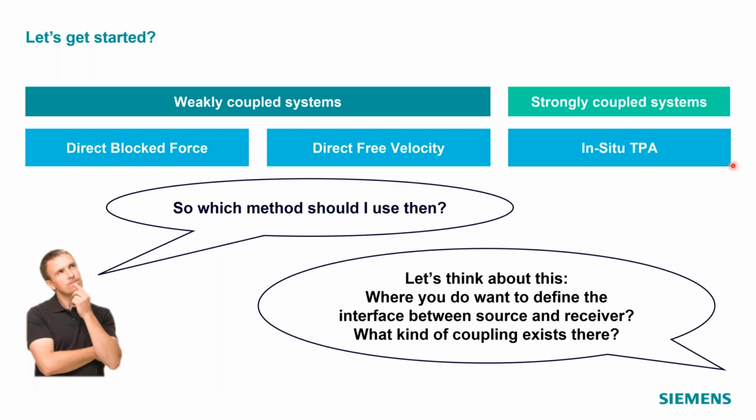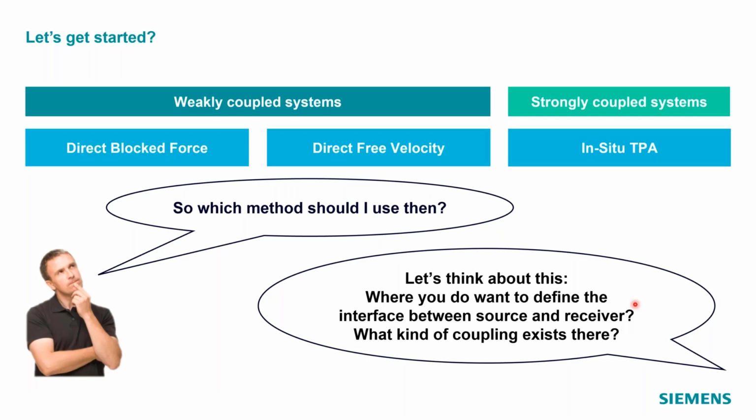So depending on your application, you basically have to think about the answer to two questions that will help you to narrow down which of these estimation methods you want to use. These questions are, first of all, and it goes in this order, where do you want to define the interface between your source and your receiver? So where do you want to essentially cut your source component from the rest of the assembly? And once you have decided where you want to create this interface, you should think about the kind of coupling that exists at this interface. And depending on the answer to these two questions, you can narrow down to one of these methods.